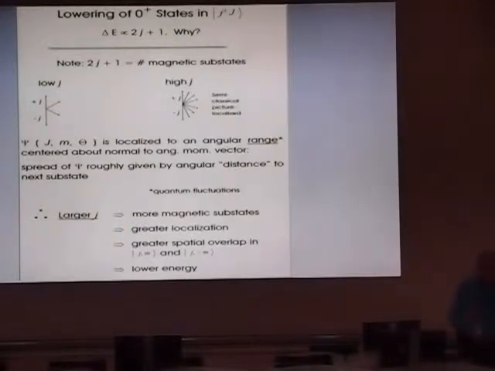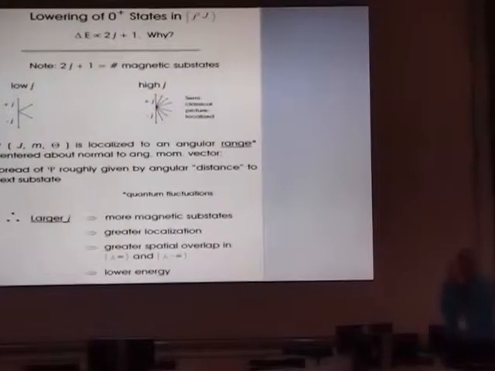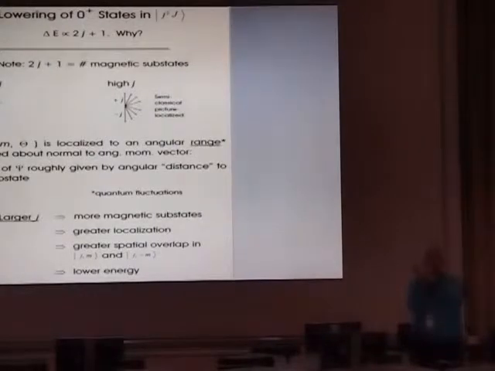So now think about two particles going around the nucleus. If they can fluctuate in angle like this, as they can for a low J orbit, they're not going to be as close together on average as they could be, and the effect of the delta force will be less. On the other hand, if they're constrained to be very, very close to each other in angle, they're going to interact more. And so the higher the angular momentum, the more localized the wave functions are along a specific angle, and the more they'll interact. So more magnetic substates, greater localization, greater spatial overlap, lower energy.